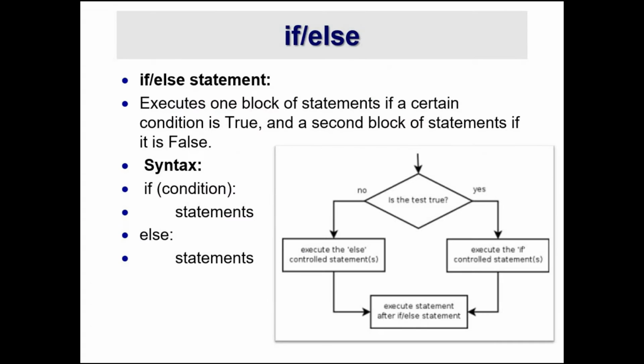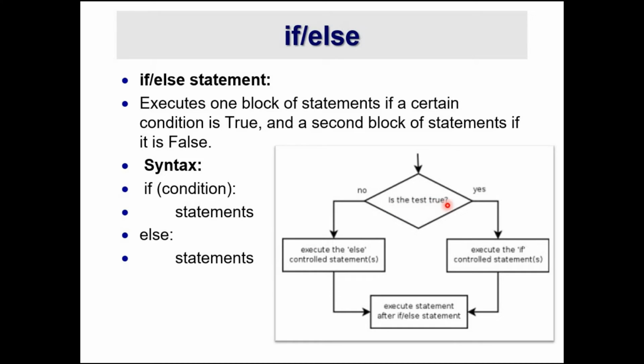Okay guys, now I am moving to the if and else statement. First we studied only the if statement. Now we are going to study the else statement. It executes one block of statements if a certain condition is true, and a second block of statements if it is false. If the condition is satisfied, then this block of statements will be executed. If the condition is not satisfied, or is false, then the else part will be executed. So let's see the flowchart.